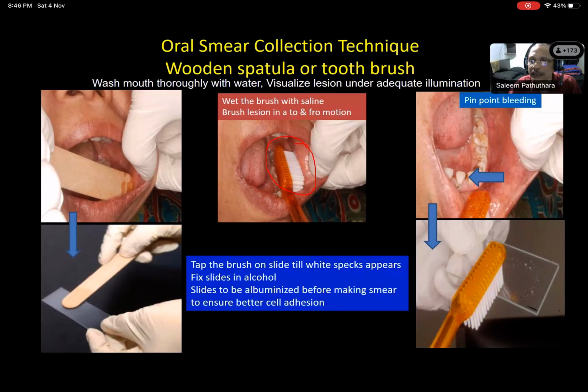And as soon as that is done, slowly tap the brush on the slide to make the smear. We can see white specks coming on the smear, and these slides are pre-albuminized with albumin. So all the cellular material will adhere to the slide, and as soon as the tapping is over and a lot of material appears, it has to be fixed immediately with the wet fixative.